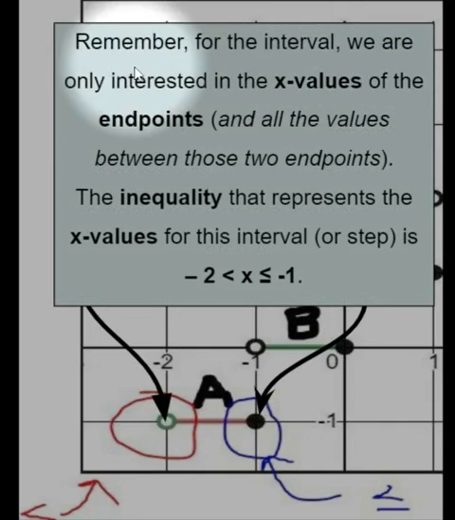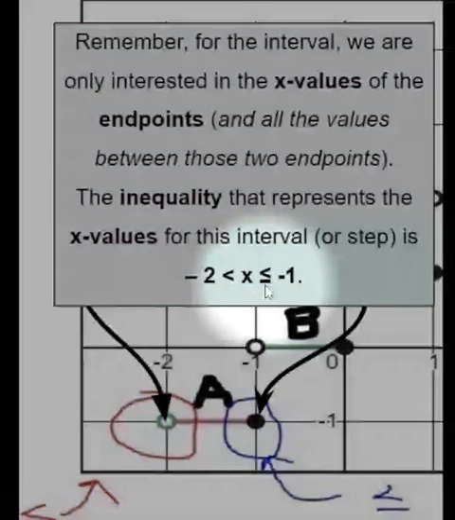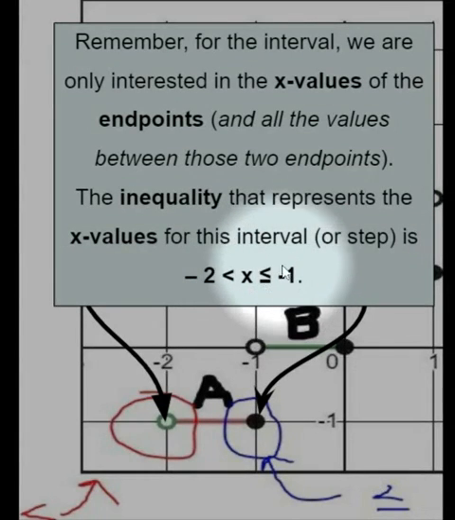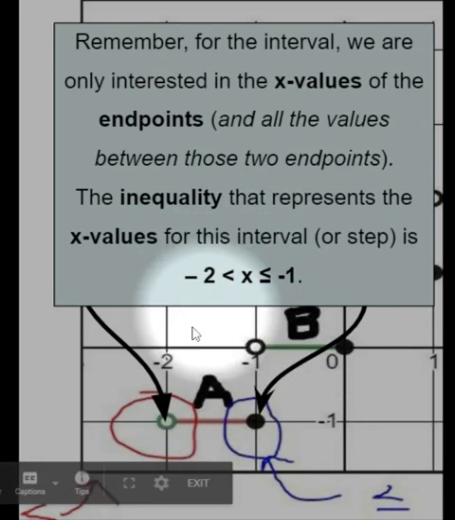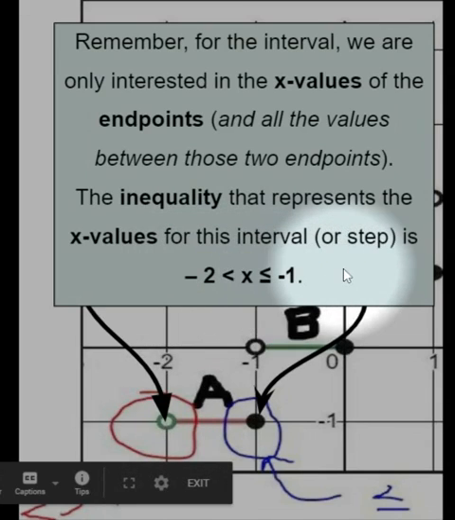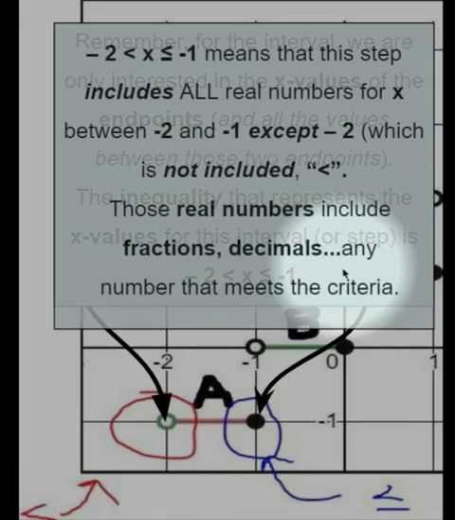Remember, for the interval, we're only interested in the x values of the endpoints and all the values between those two endpoints. So the inequality that represents the x values for this step or this interval is -2 < x ≤ -1. This side is less than or equal because it's closed. This side is only less than because it's open. The -2 is not included, but the -1 is included in that step.